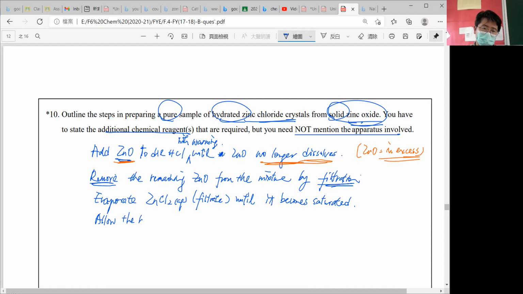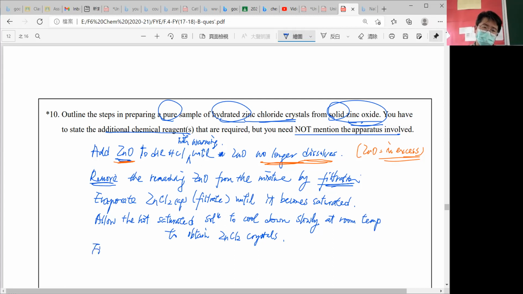Allow the hot saturated solution to cool down. Okay, slowly. It will cool down slowly at room temperature. To what? To obtain the zinc chloride crystal.